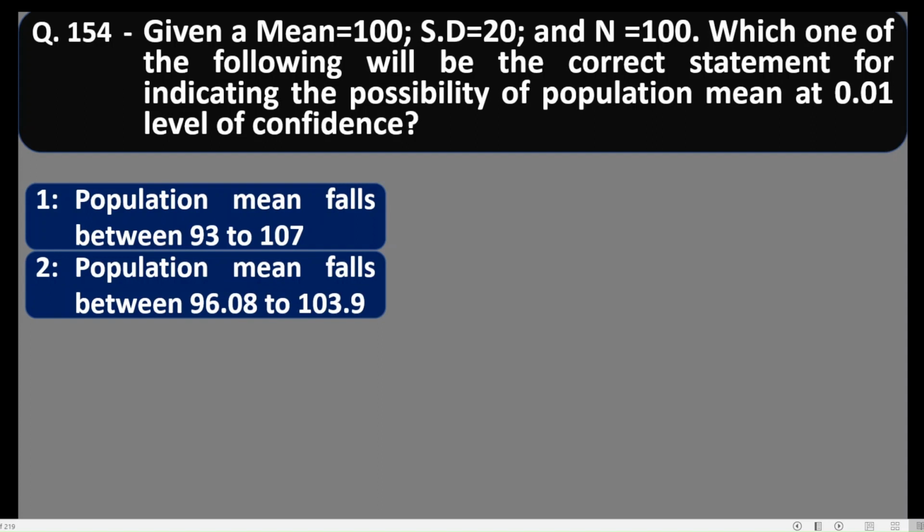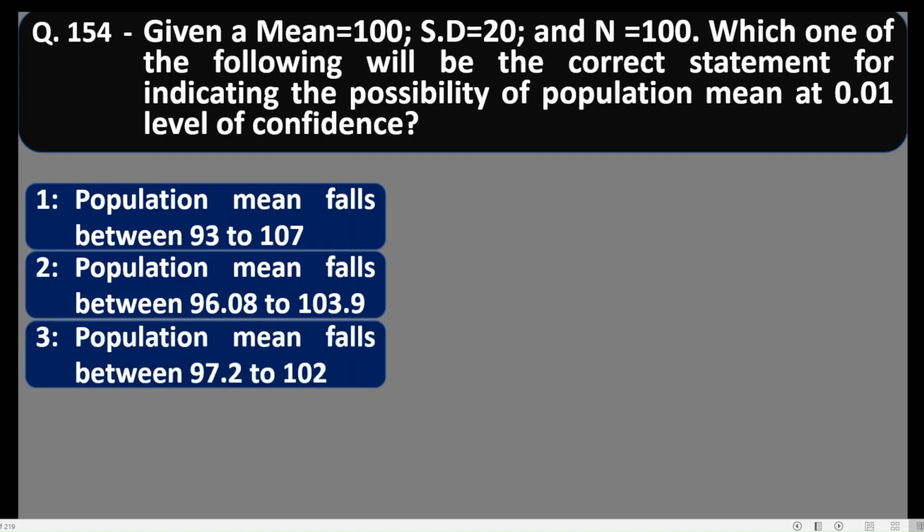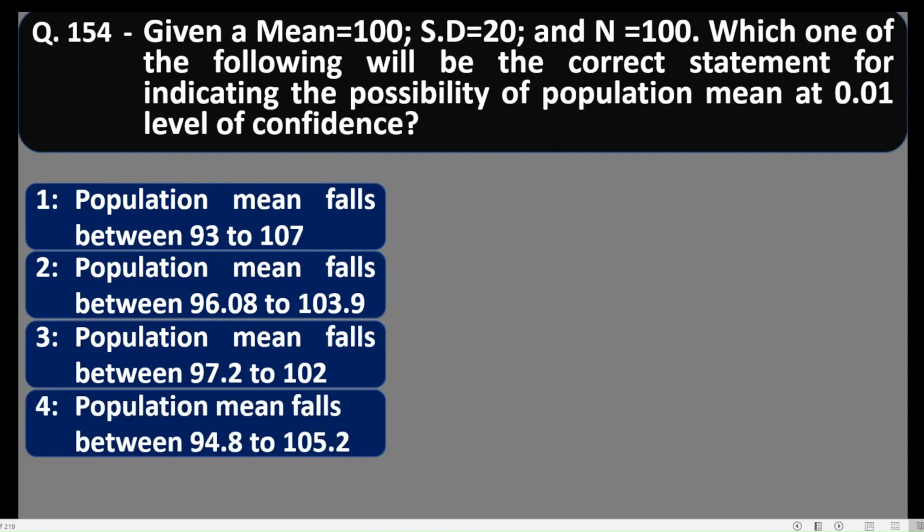Population mean falls between 93 to 107. Population mean falls between 96.08 to 103.9. Population mean falls between 97.2 to 102. And number 4 option is population mean falls between 94.8 to 105.2. We have to estimate the population mean on the basis of the mean obtained from the sample. The correct option is population mean falls between 94.8 to 105.2.